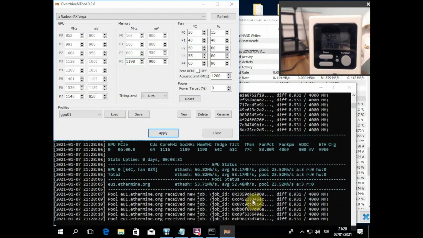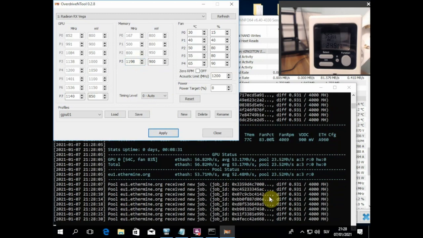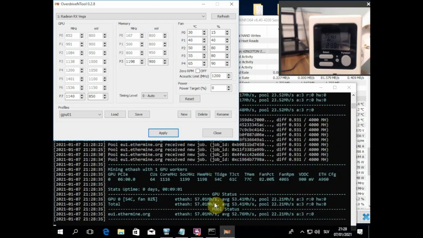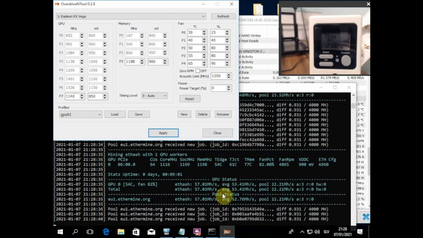You need to take care of consumption, and you need to take care of health of your GPU so you can use it for years. You don't want to burn it in months. This is just a test. Okay, we get 57 mega hash. This is really great, guys.